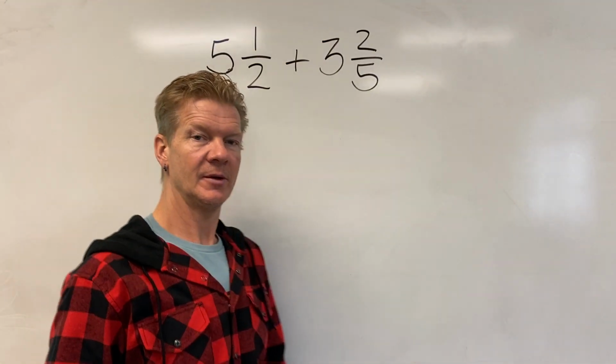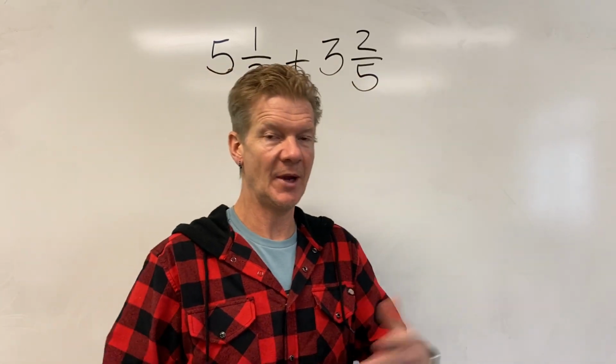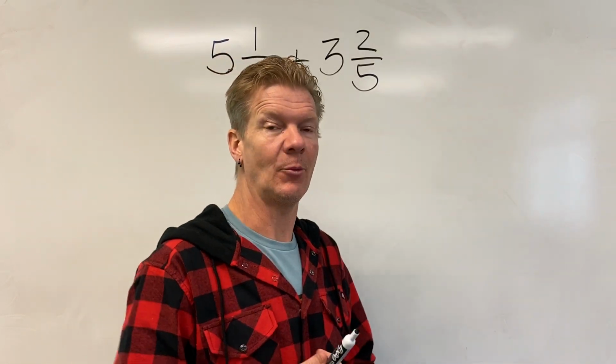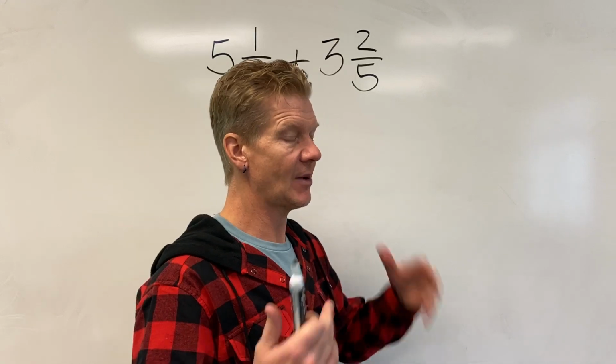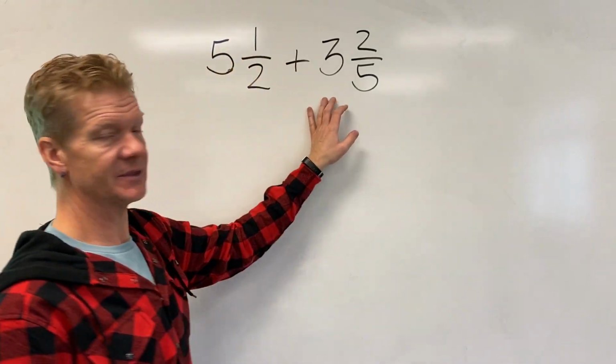Okay, let's talk about adding mixed numbers. Now, it's very similar to adding just regular fractions or improper fractions. Same steps. You get a common denominator, step one. You get equivalent fractions, that's step two. And then you add or subtract the numerators. The only difference is you have these whole numbers now as part of it.